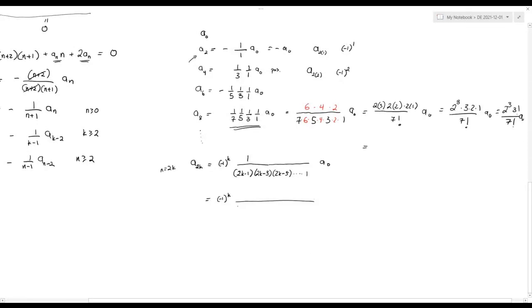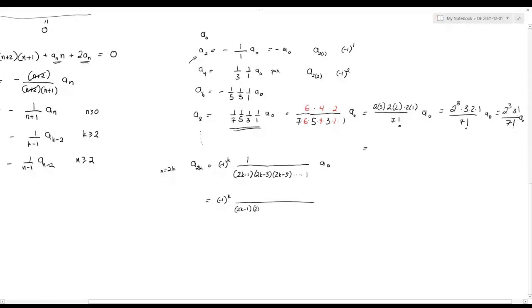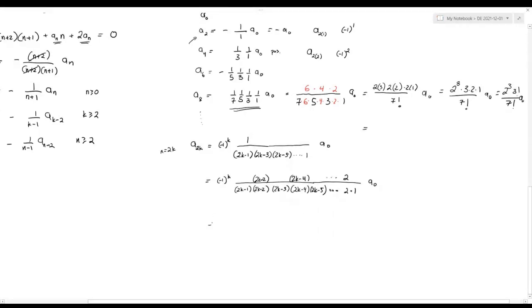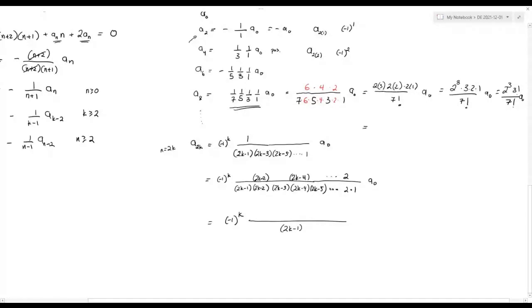Complete the factorial in the denominator by introducing all the even integers here. So 2k minus 2, 2k minus 4, and so on, all the way through 2. So we got to introduce those even factors in the numerator as well. So in the denominator, we get 2k minus 1 factorial. So we have a product of consecutive integers there.